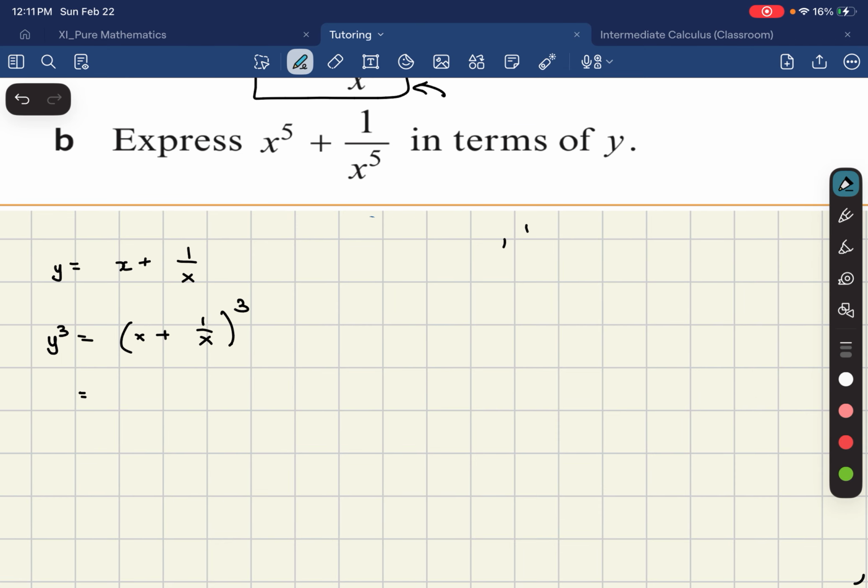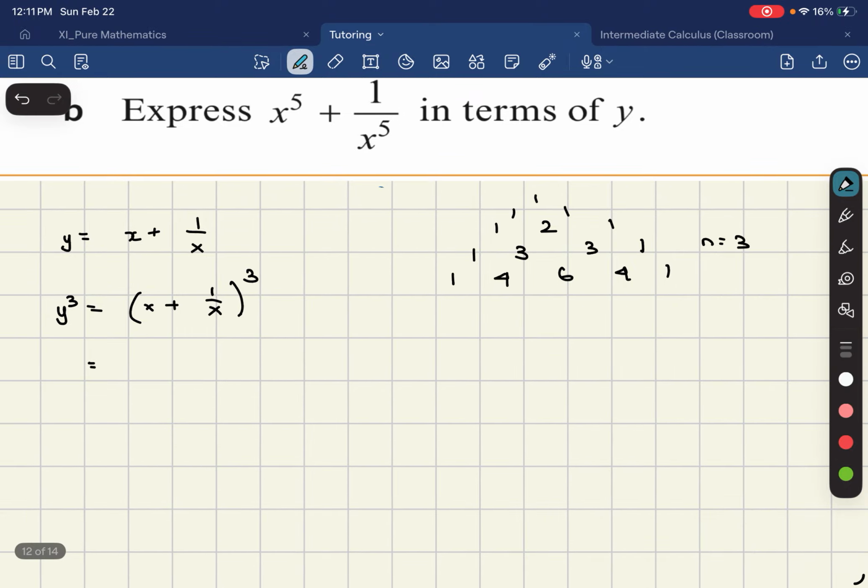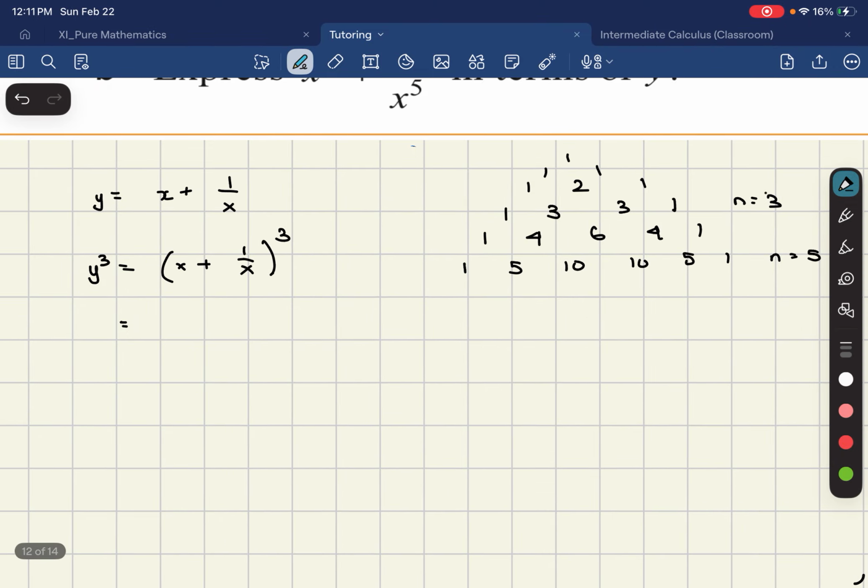So the binomial expansion tells us, if you draw the Pascal's triangle, we have 1, 1 and 1, 1, 2 and 1, 1, 3, 3, 1. This is when n is equal to 3. 1, 4, 6, 4, 1 when n is equal to 4. And 1, 5, 10, 10, 5, 1 when n is equal to 5. So using n is equal to 3, we see that this is going to be x cubed plus 3x squared times 1 over x plus 3x times 1 over x squared plus 1 over x cubed.